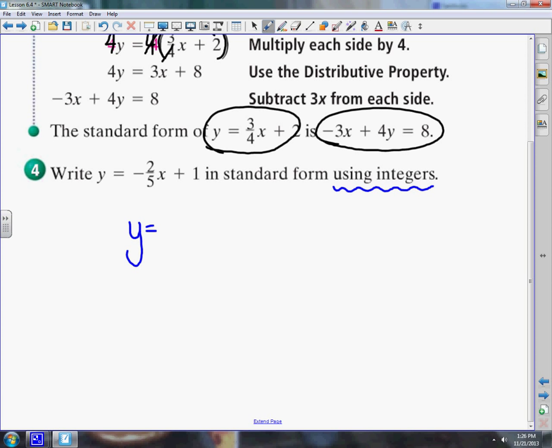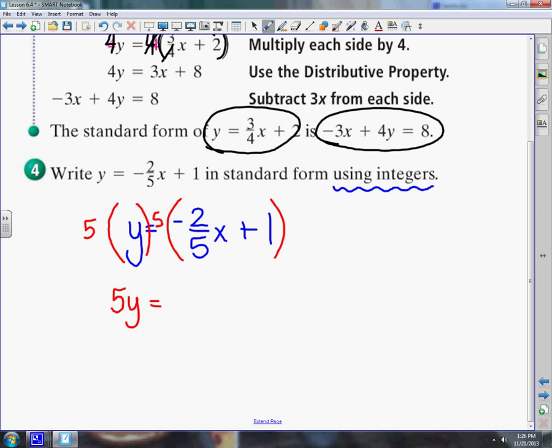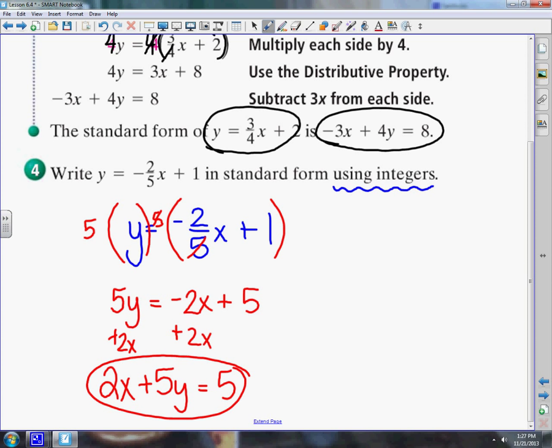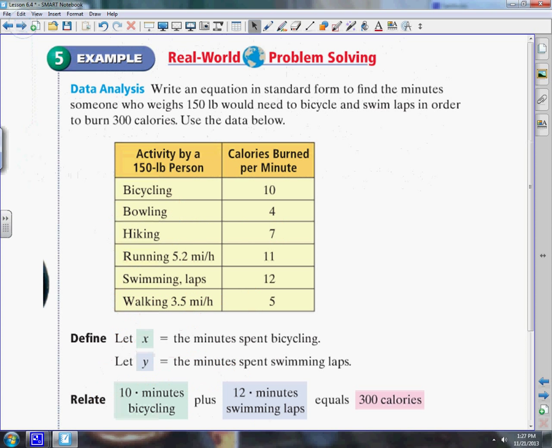So you have y equals -2/5 x plus 1. So what I'm going to do is multiply both sides by 5. So then you get 5y equals -2x plus 5. These 5's cancel out, and then I distribute. And then I'm going to add 2x to both sides. So then I get 2x plus 5y equals 5. So that is my standard form.